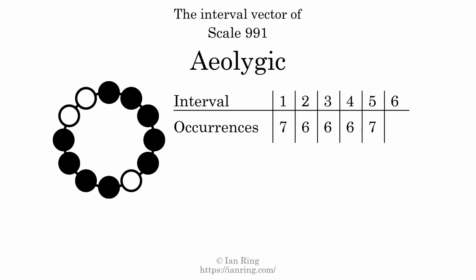There are 7 intervals with the size of 5 semitones. They are here, here, here, here, here, here, and here. There are 4 intervals with the size of 6 semitones. They are here, here, here, and here. Each interval does not appear in this scale a unique number of times, so this is not a deep scale.